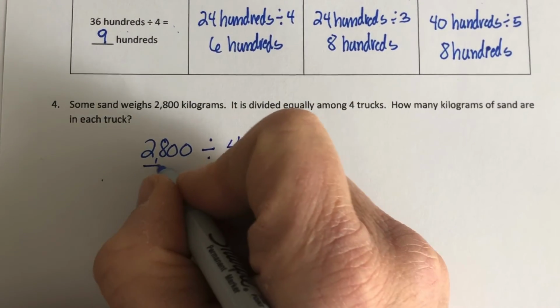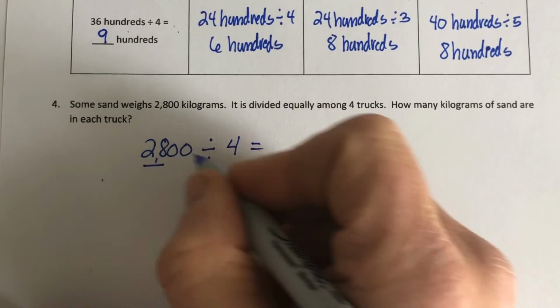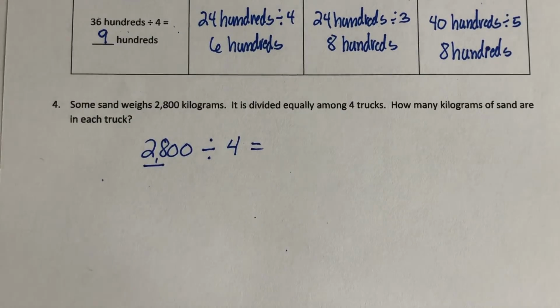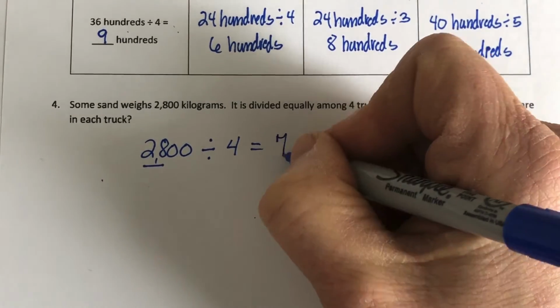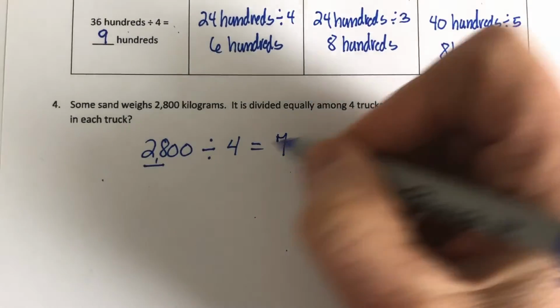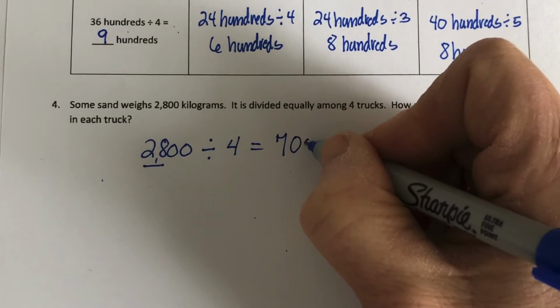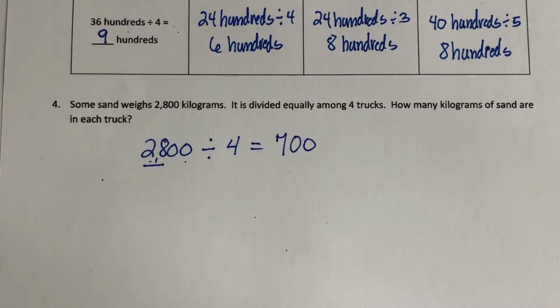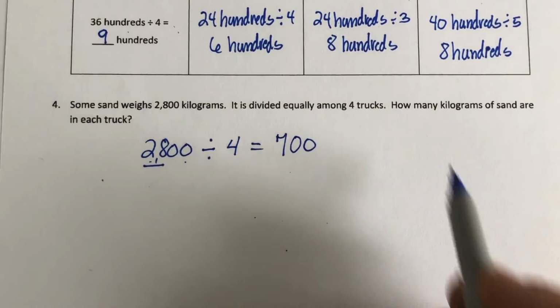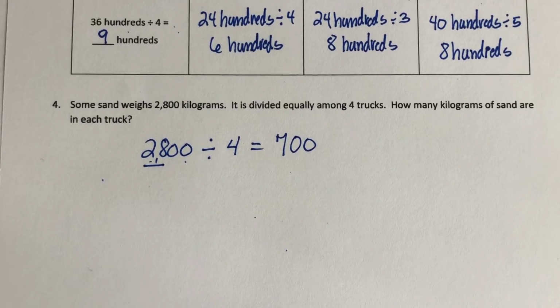All right, I see here 28 divided by 4. I know that. How many 4s fit in the 28? That's right, the answer is 7, right? So that would be 700 actually, because it's 2,800. So we're going to have 700 kilograms of sand in each truck, all right?